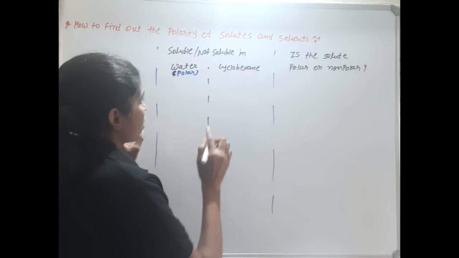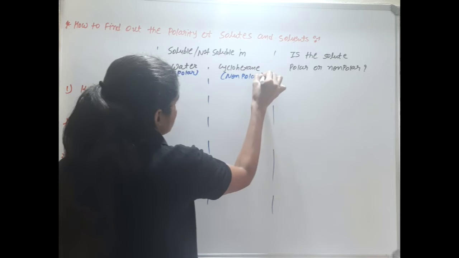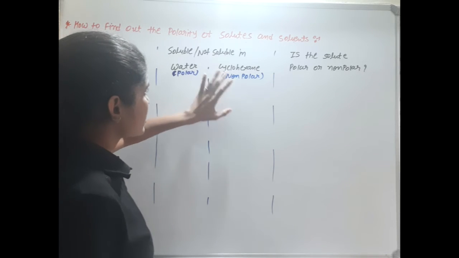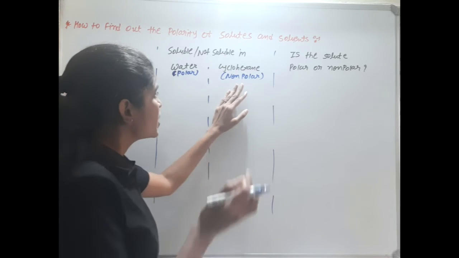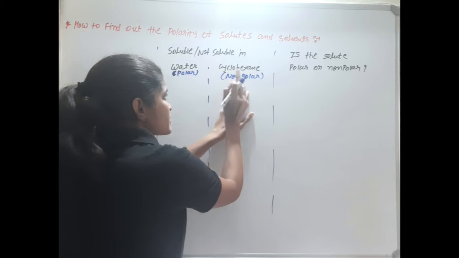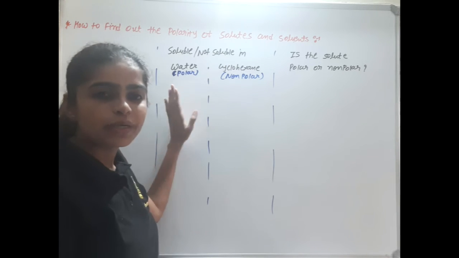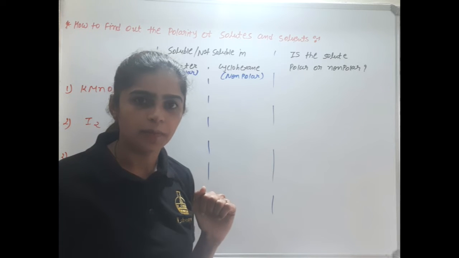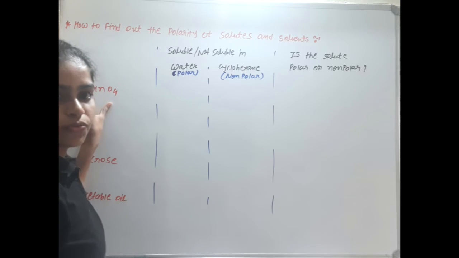So all cyclohexane, or organic compounds, are non-polar. So we know that water is polar and cyclohexane is non-polar. By the like-dissolves-like principle, a non-polar solute dissolves in cyclohexane and a polar solute dissolves in water, because polar dissolves in polar and non-polar dissolves in non-polar. So first, write KMnO4.